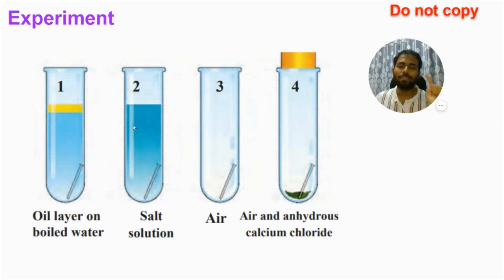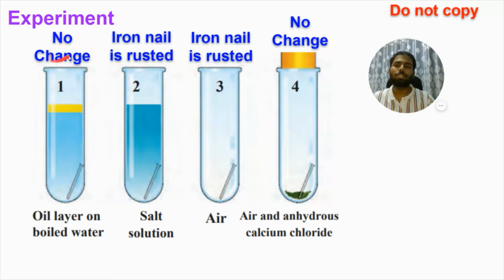Okay, I hope you have your predictions ready. So after 10-15 days, if you check, you're going to find in the first test tube there is no change in the test tube. Second test tube, you will find the iron nail is rusted. The third test tube, you will find that the iron nail is rusted, and the fourth test tube, the iron shows no change. Okay, so just check whether your predictions were correct or not.